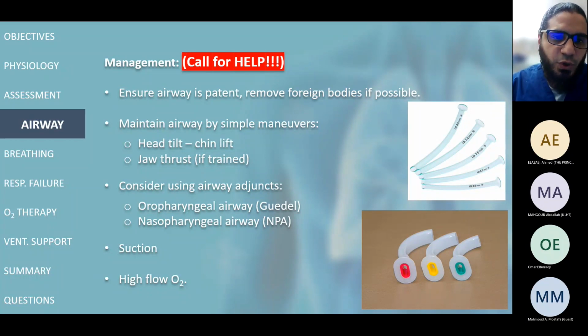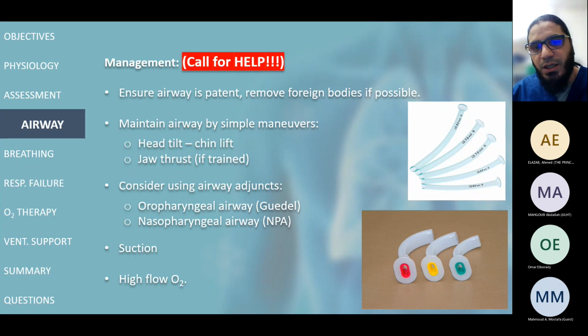by simple maneuvers, or you can use airway adjuncts, which will be available in any ward in a crash cart or a cardiac arrest trolley. The maneuvers are the head tilt and chin lift. Put one of your hands on the forehead of the patient. Slowly tilt the head, extend the neck, and lift the chin with the other hand. This movement will move the tongue forward away from the posterior wall of the nasopharynx and will open the airway.